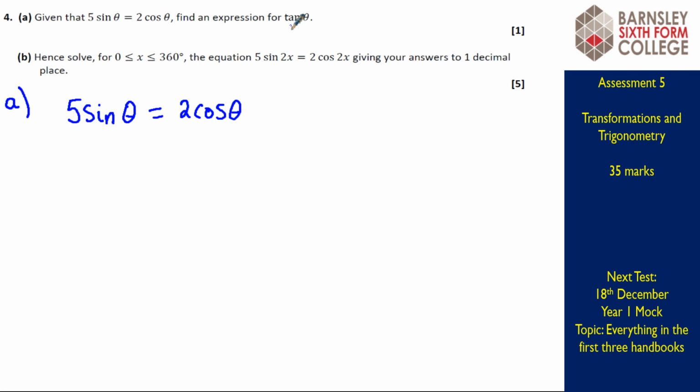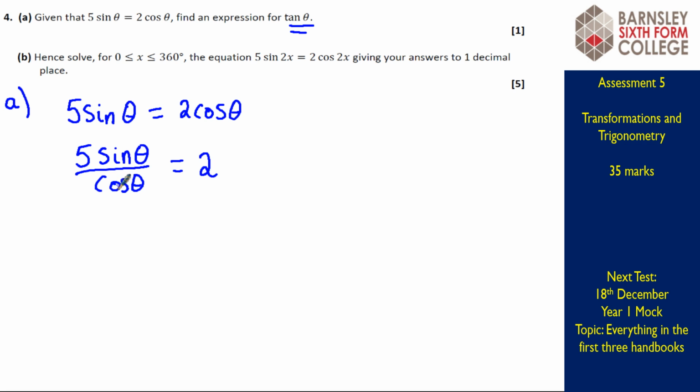Now, you're even given the hint that you find an expression for tan. So, in order to make tan, we need to do sine divided by cos. So what I'm going to do is divide both sides by cos. Now, when I divide the right-hand side, cos theta divided by cos theta, the cos thetas will cancel out. You divide anything by itself, it'll always be 1. So we just get 2.